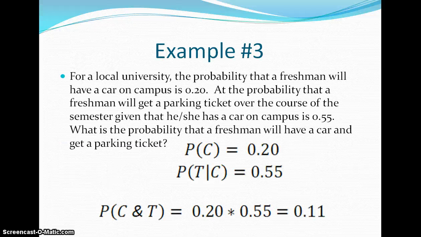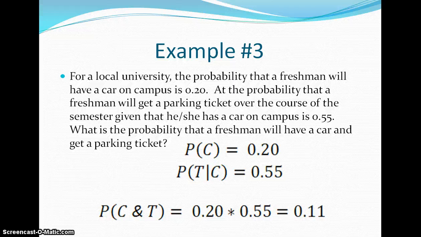Third example. For a local university, the probability that a freshman will have a car on campus is 0.2. The probability that a freshman will get a parking ticket over the course of the semester, given that he has a car on campus. We're not worried about the students that don't have the car on campus, only those that do. So the probability of C is equal to 0.2. The probability of getting a ticket given having the car, T given C, is 0.55.